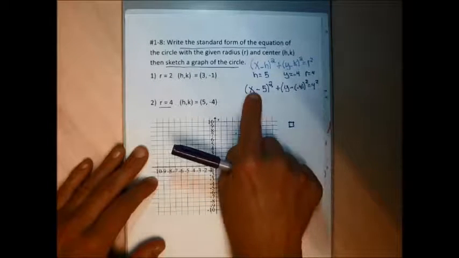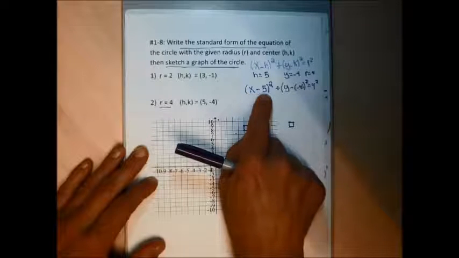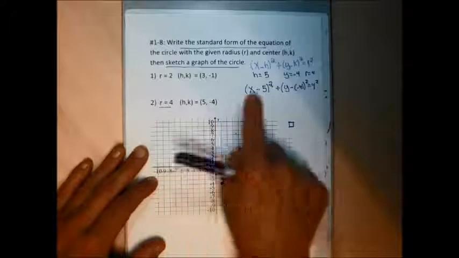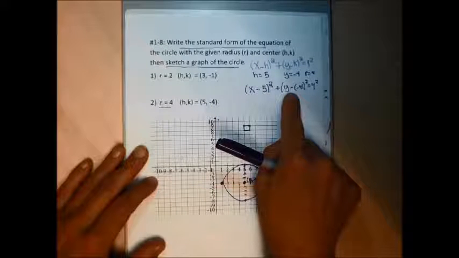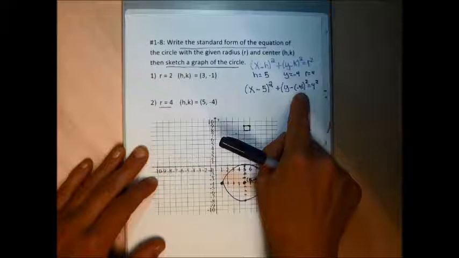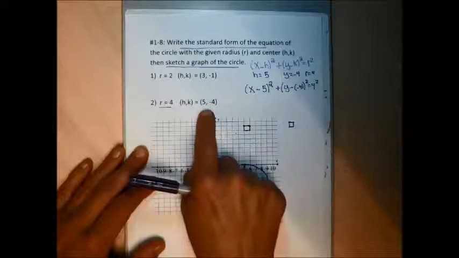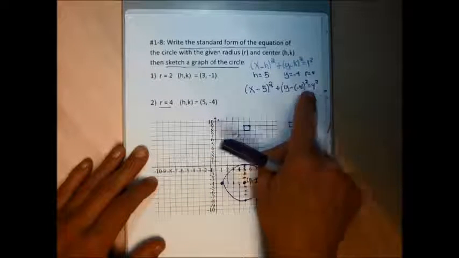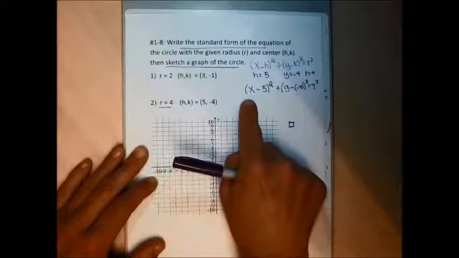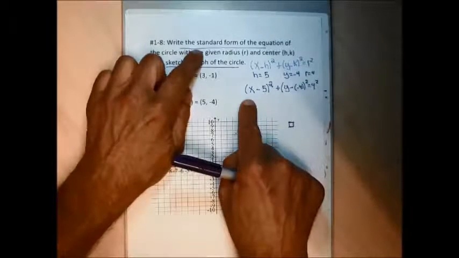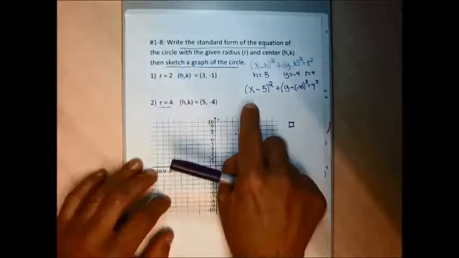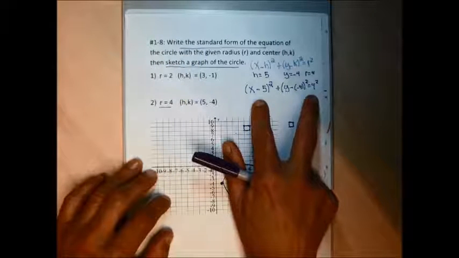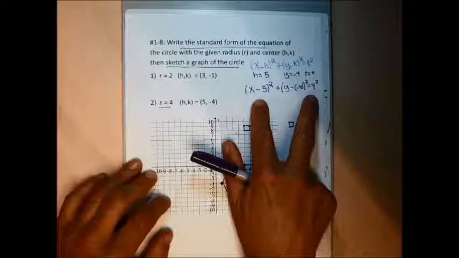And so immediately, if I was given this equation, this is classically standard form of the circle. The number after the minus sign in the x parentheses is the x coordinate of the center, which is 5. The number after the minus sign in the y parentheses is the y coordinate of the center, which is negative 4. And the number to the right of the equal sign that's being squared is the radius. So this would be considered the standard form of an equation of a circle. And in this perfectly standard form, I could look at the equation and know exactly what the center is.